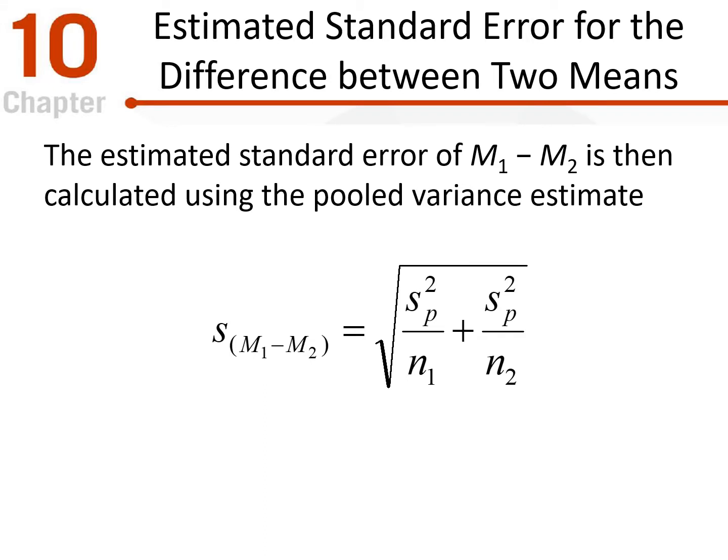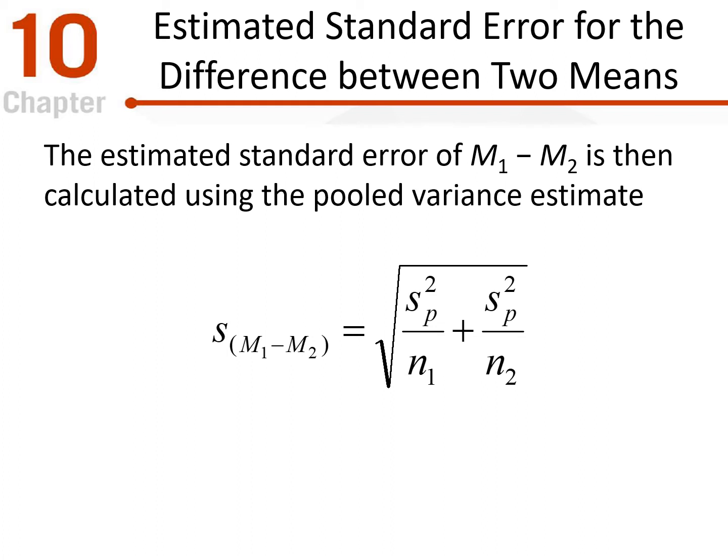Now, once you calculate the pooled variance, the s squared sub p, you can find the standard error of that t-statistic that you need, right? The standard error of the difference between sample means. And it's written as, you see, s sub m1 minus m2. So it's the standard error of the difference between the sample means.